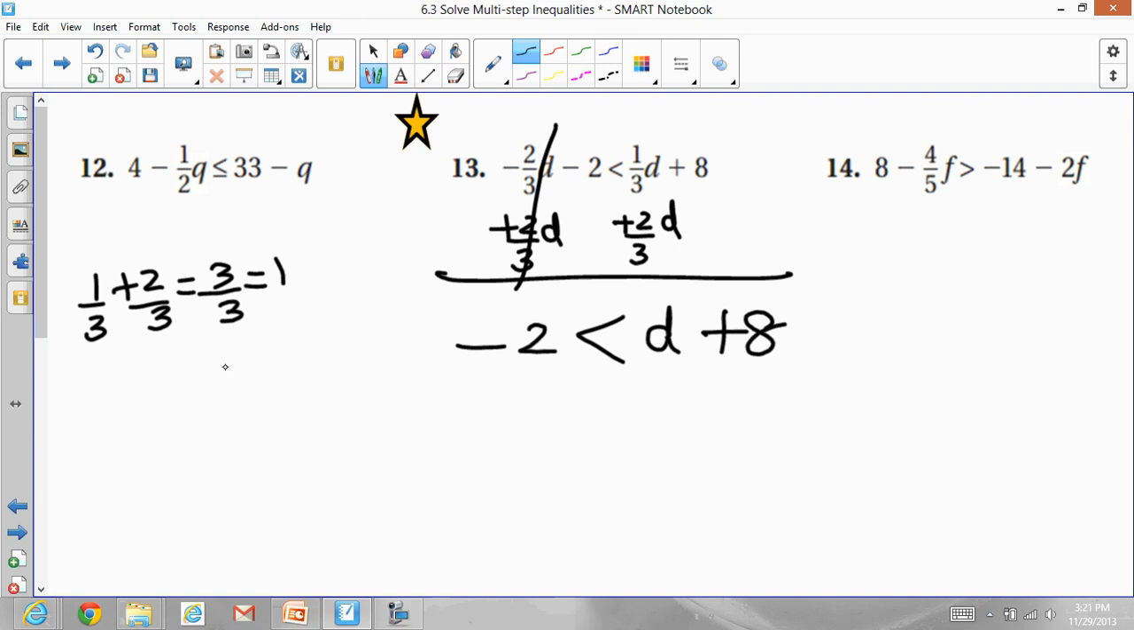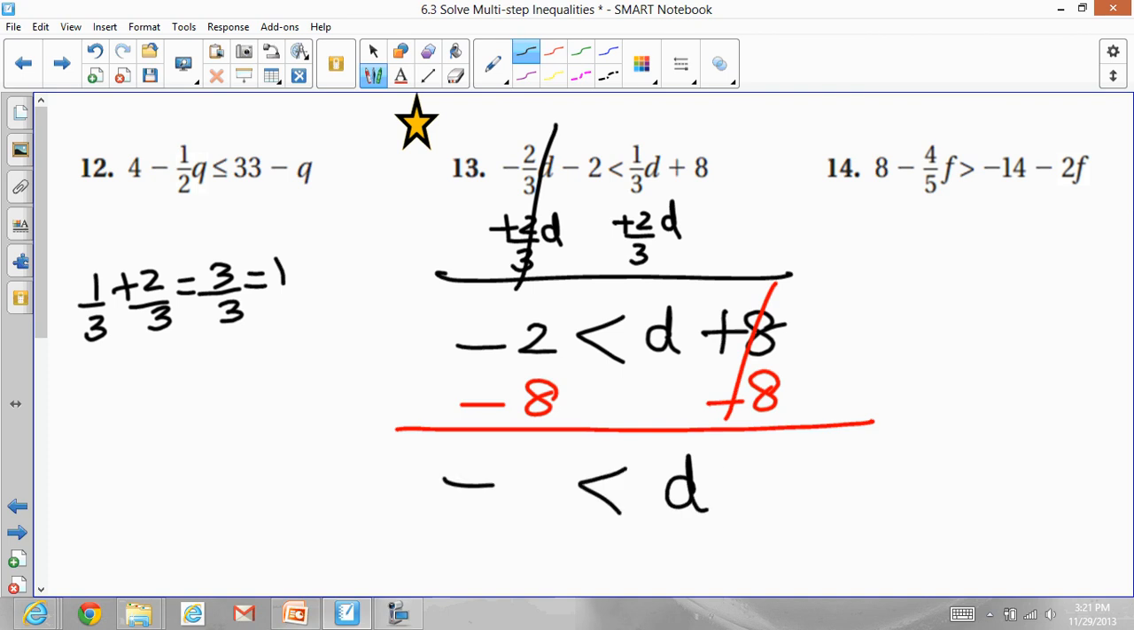Pause the video to understand this concept. This is your 4th grade math coming into play. 1/3 plus 2/3 gives you 3/3, which is nothing but 1, and 1 times d is just your d. This is your one-step inequality. So I want to find what d is. So minus 8 on the left and on the right. Cancel.